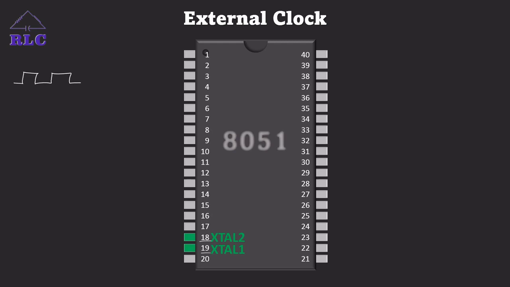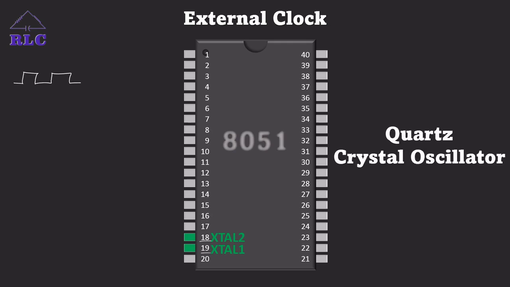We can pass it in two ways: one is by connecting a crystal oscillator and the other is by connecting an external frequency. First, we'll see how to connect a crystal oscillator. The crystal oscillator is connected across XTAL1 and XTAL2, along with capacitors which are grounded.